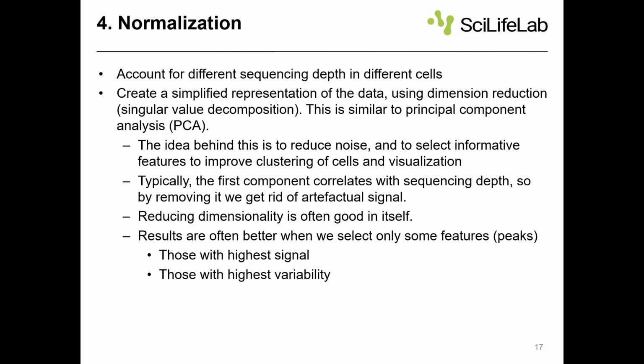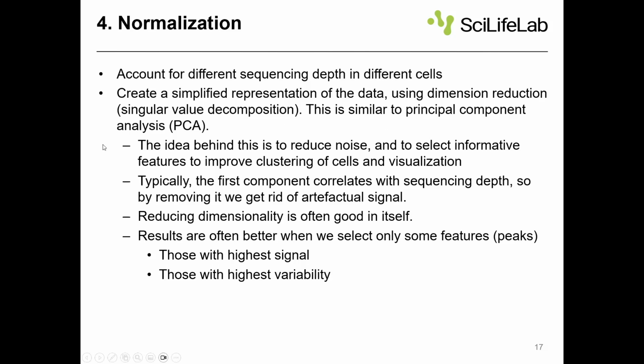Peaks that you identify, then peaks that are found in fewer cells are scored higher. They have more influence on this normalization. Okay, and then you do this dimension reduction. So this is also very similar to what you do for RNA data, and it's the same rationale behind it.